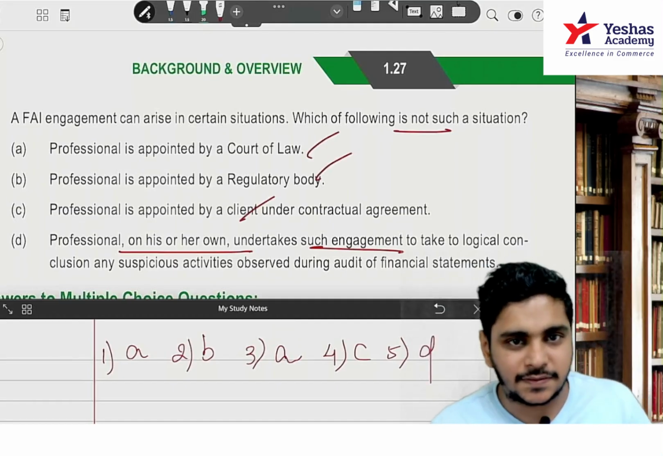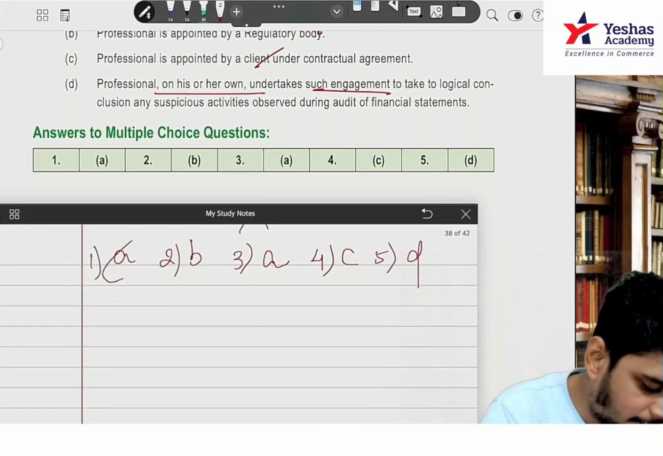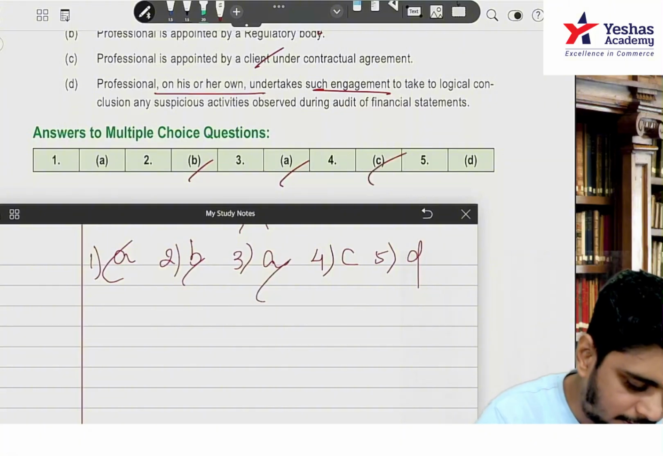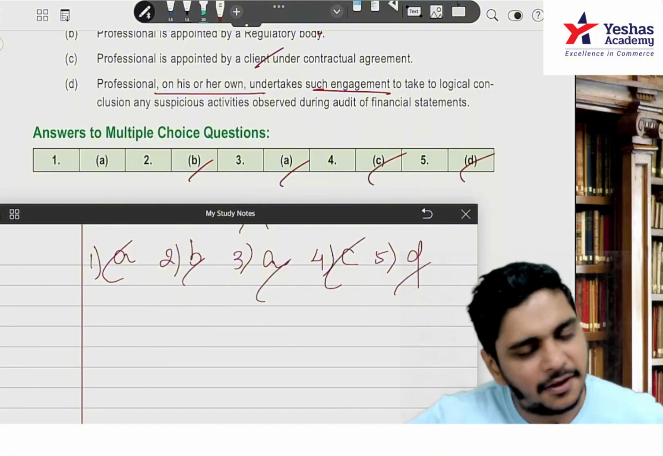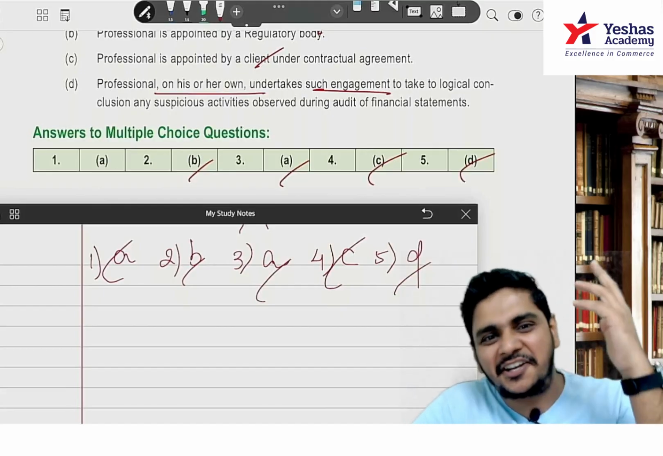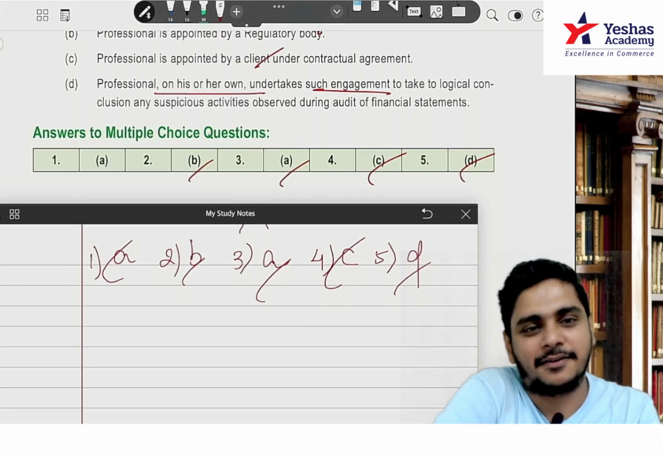Let's check the answers. A, B, A, C, D. What teaching? Forensic teaching. All are right.